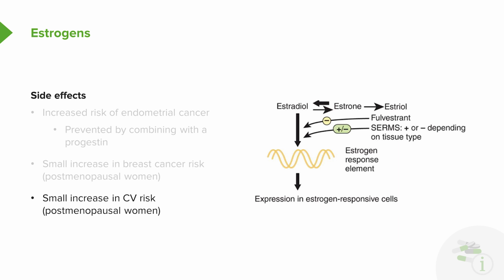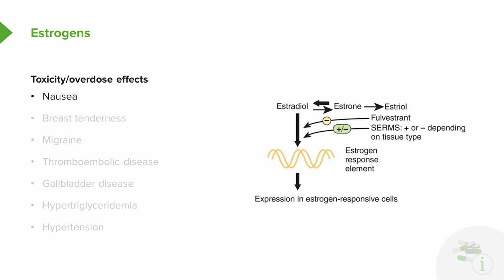We believe that there may be a small increase in cardiovascular risk as well. This involves postmenopausal women. We know, for example, that a postmenopausal woman is actually at lower risk for cardiovascular disease than a man in the same age group, and we start to see an increase in risk when we start back the estrogen therapies. In terms of toxicity and accidental overdose, clearly nausea is the first one.